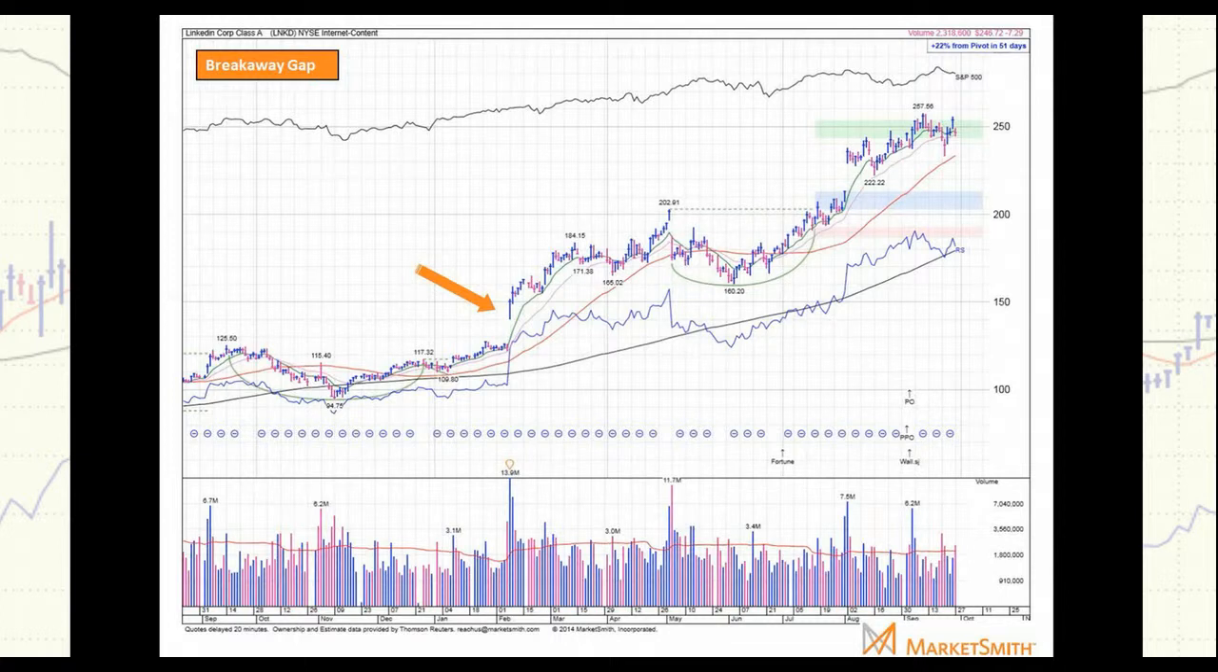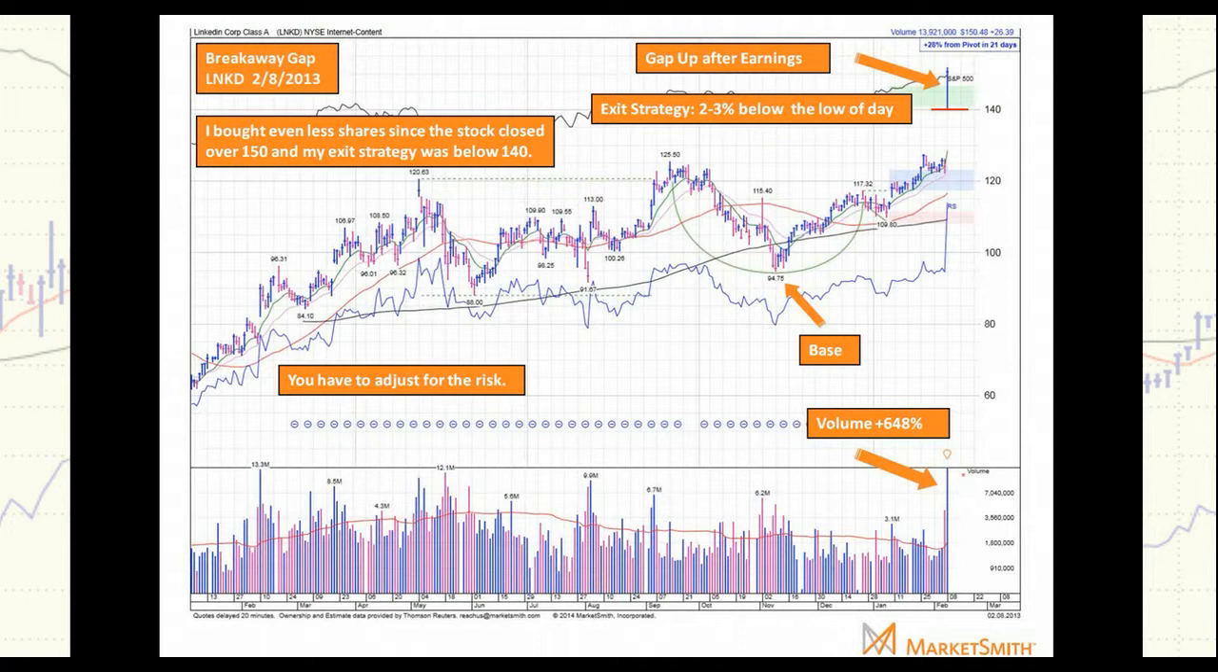But the bottom line is, even if you don't get in at this point, put it on your watch list and say, hey, this is some interesting behavior for the stock. Now, of course, honestly, at this point, you don't know. I mean, this to me looked like a breakaway gap.